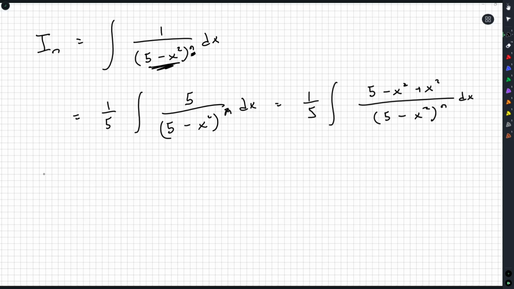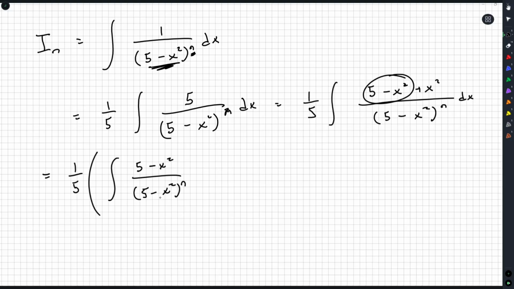Because now I can split up this fraction. And we're going to have this 1 over 5 out here for a while. But I'm going to split it up. I'm going to take the first 2 over my (5 minus x squared) to the n. And think for a moment as I write the next part out, how's that going to simplify in a second? And then plus, get this, x squared over (5 minus x squared) to the n here. Well, we've got 1 copy of this on top, so we can cancel it with 1 copy on the bottom. Look at that. This is I with degree 1 less.